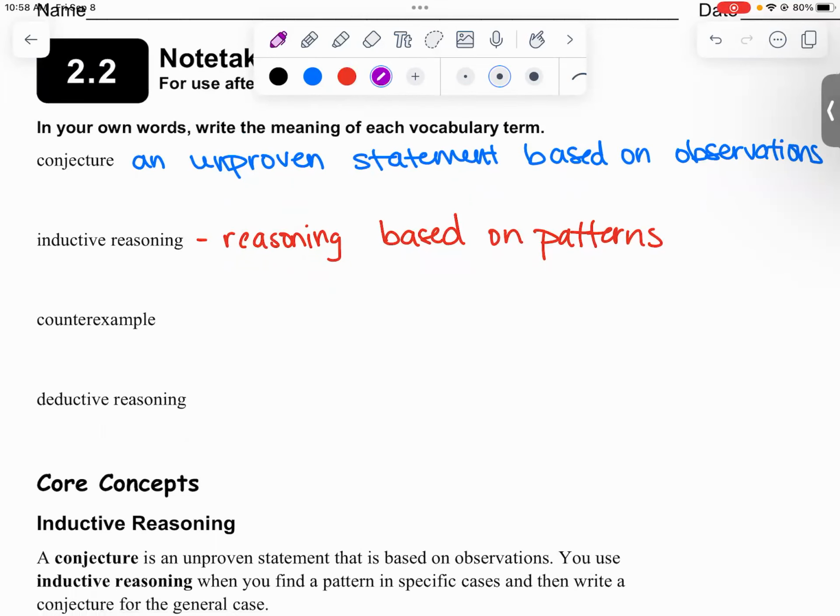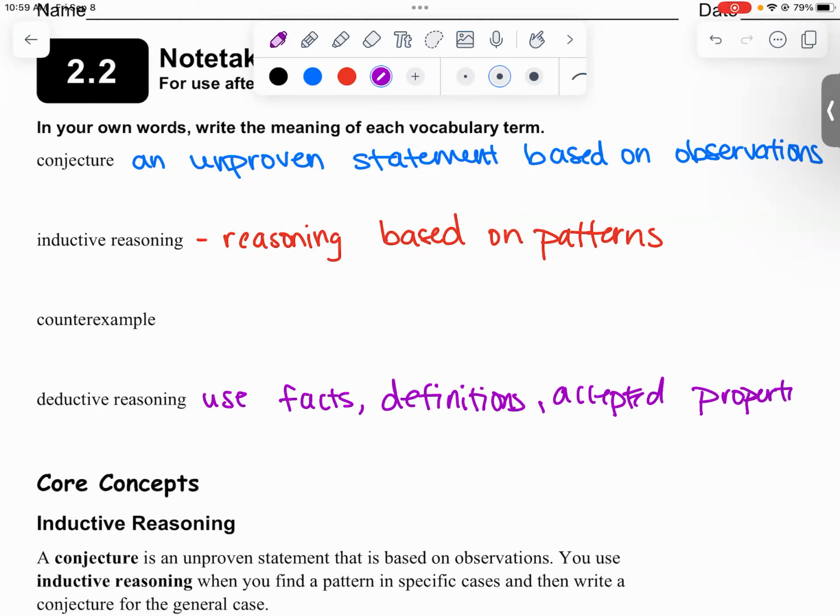Now, we're also going to work on some deductive reasoning strategies. Inductive versus deductive. Inductive, we're using patterns to help us, whereas deductive, we're using facts, definitions, accepted properties, and the laws of logic.